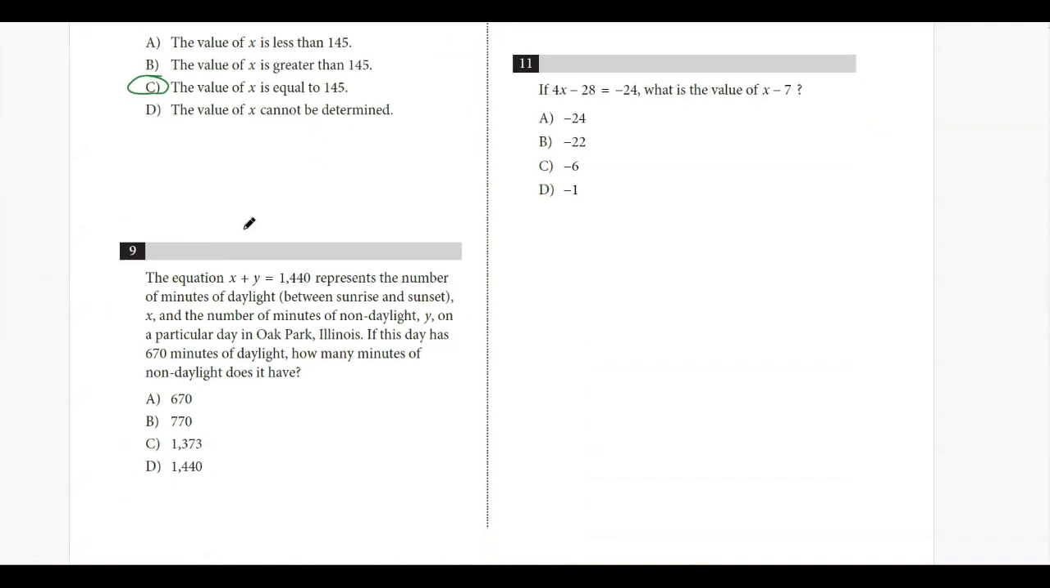The equation x plus y is equal to 1440 represents the number of minutes of daylight between sunrise and sunset, y, and the number of minutes of non-daylight, x, on a particular day in Oak Park, Illinois. If this day has 670 minutes of daylight, how many minutes of non-daylight does it have? This is easy. It's just 670 plus x is equal to 1440. x is equal to 770. So B as in boy.